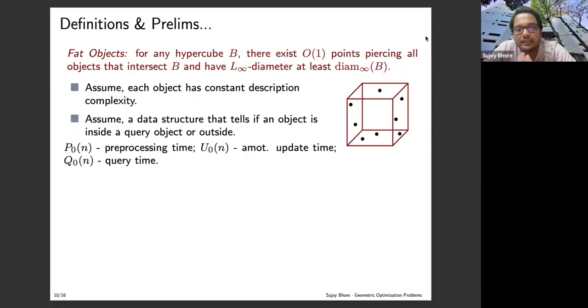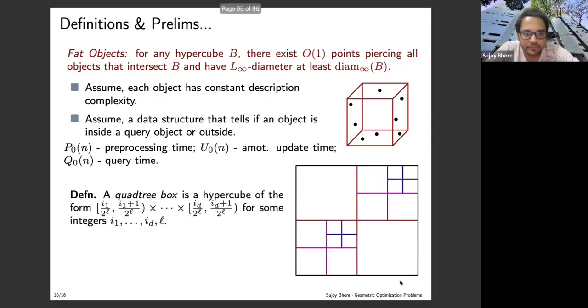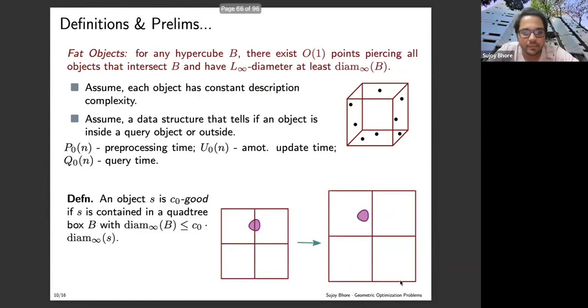and assume that we have a data structure which tells whether an object is inside a query object or outside a query object, with pre-processing time, which we will call P0(n), amortized update time, which we will call U0(n), and query time, which we will call Q0(n). So quadtree, I don't need to define this, but for completeness, it's just a recursive partitioning of the space into quadrants, until each of the cells has some limited number of objects in it.